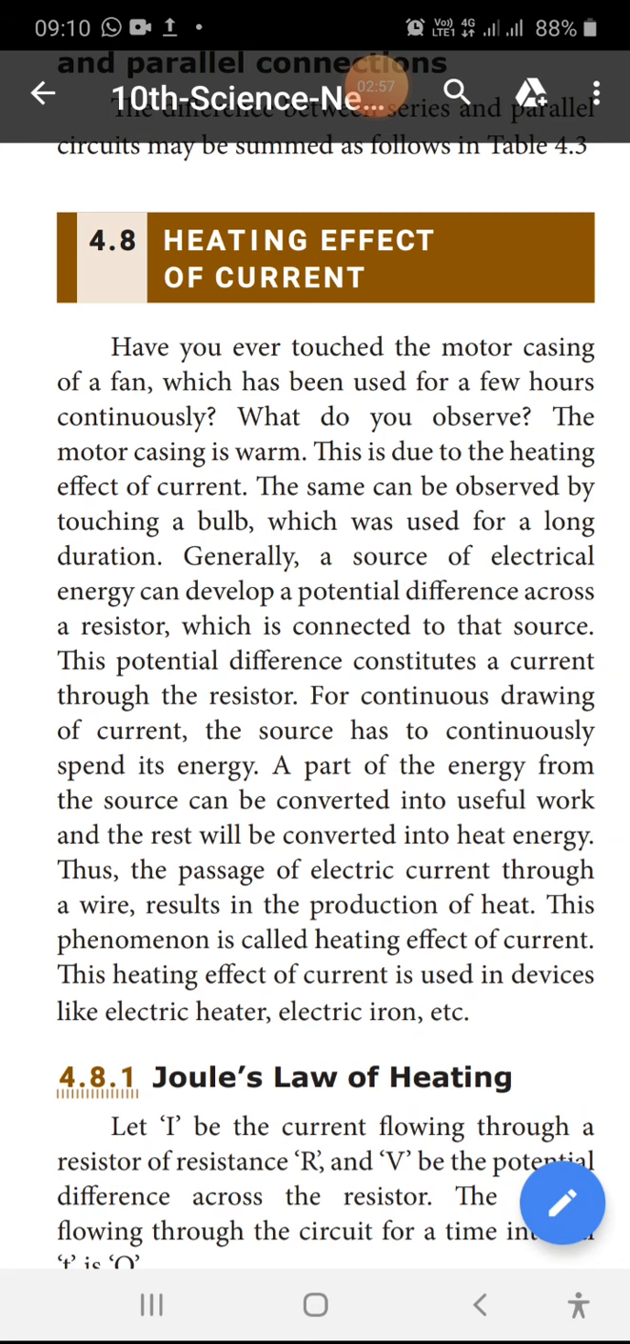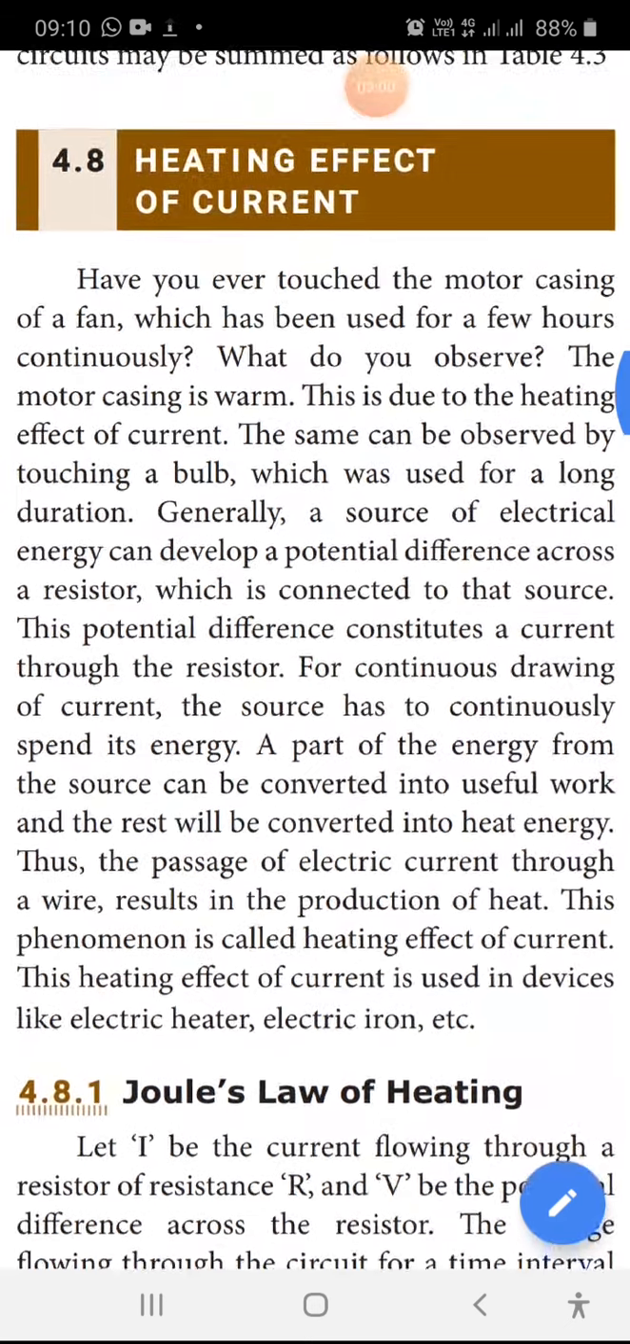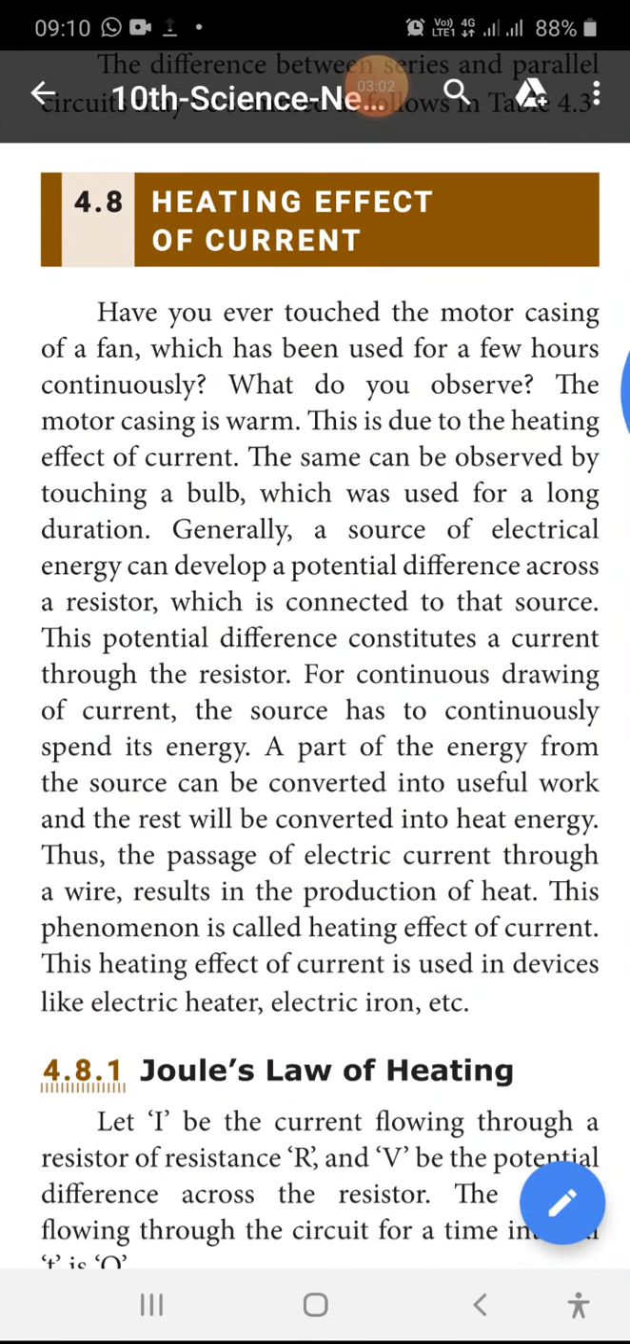Have you ever touched the motor casing of a fan? As it is in your book, I am reading: which has been used for a few hours continuously, what do you observe? The motor casing is warm. This is due to the heating effect of current. The same can be observed by touching a bulb which was used for a long duration.